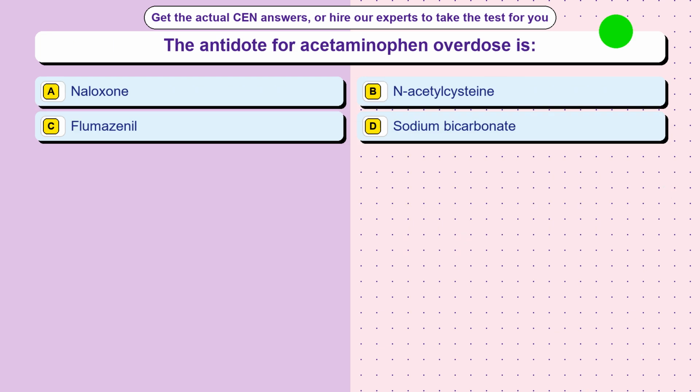Question 22. The antidote for acetaminophen overdose is Option A, naloxone. Option B, N-acetylcysteine. Option C, flumazenol. Option D, sodium bicarbonate.